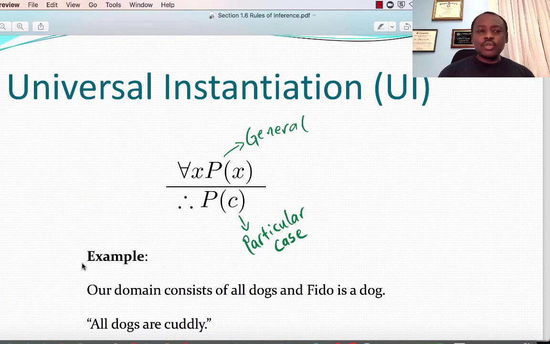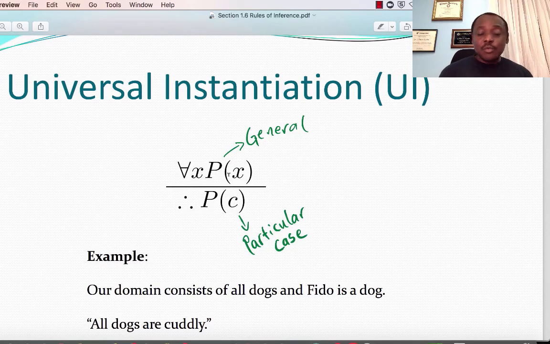The first one is known as universal instantiation, UI. Such a beautiful word. But what it actually means is, if P of X is true for every X, then P of C is true, where C is a particular case. And that is pretty obvious. For every X, where X comes from the domain, which is the set of students in your class, for every X, X likes discrete math.